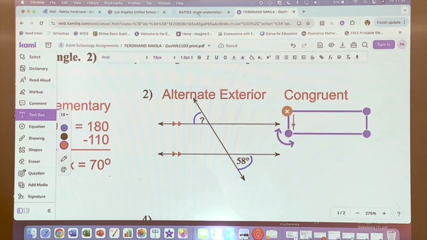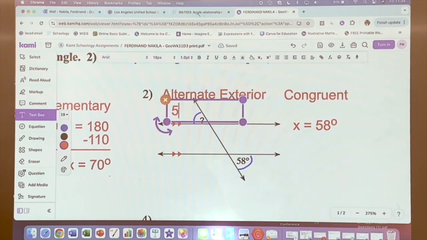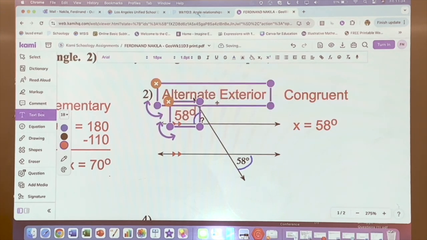So for the question mark, let's replace it with x. That's supposed to be your angle 1 equals angle 2, and your angle 2 is 58. So that's it. Your question mark is 58 degrees, or your x is 58. You can write it here, 58. They're basically the same or congruent angles.